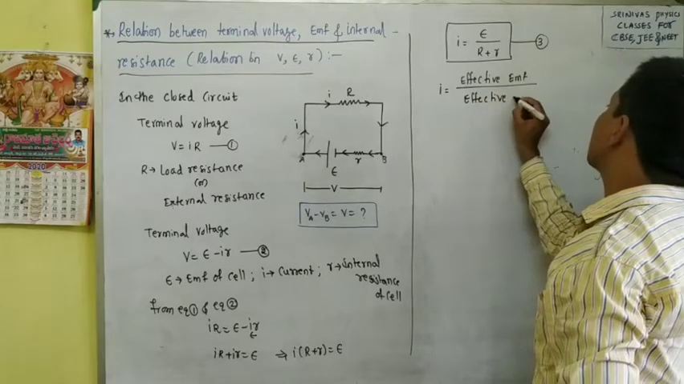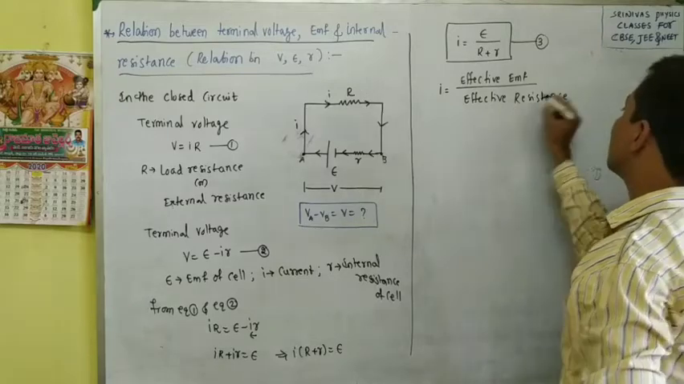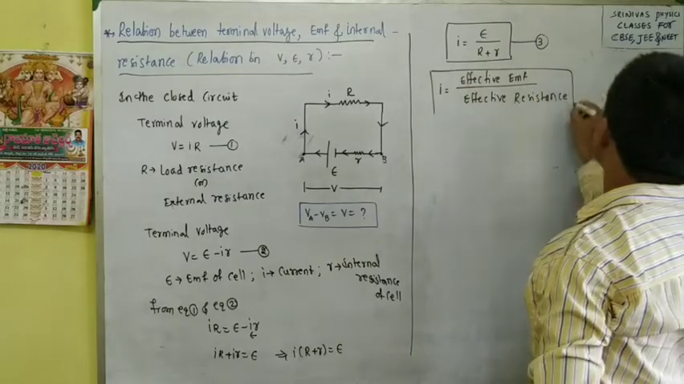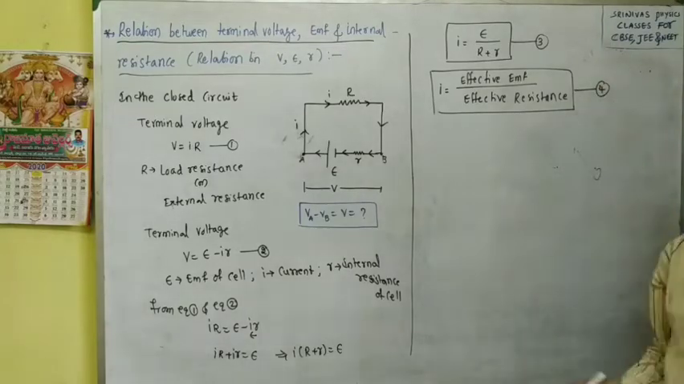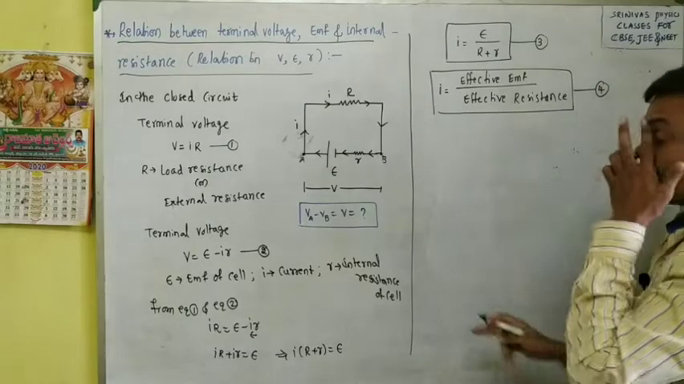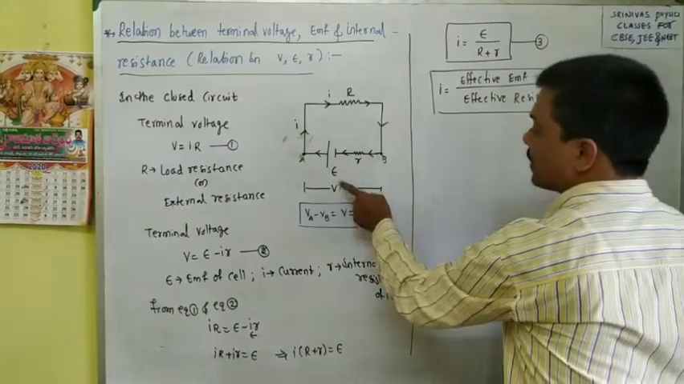Effective means what? Total resistance. Then the current formula in the circuit, we can also write as effective EMF by effective resistance. Okay, effective EMF by effective resistance. Then how to find out the internal resistance of the cell when you know EMF and terminal voltage?